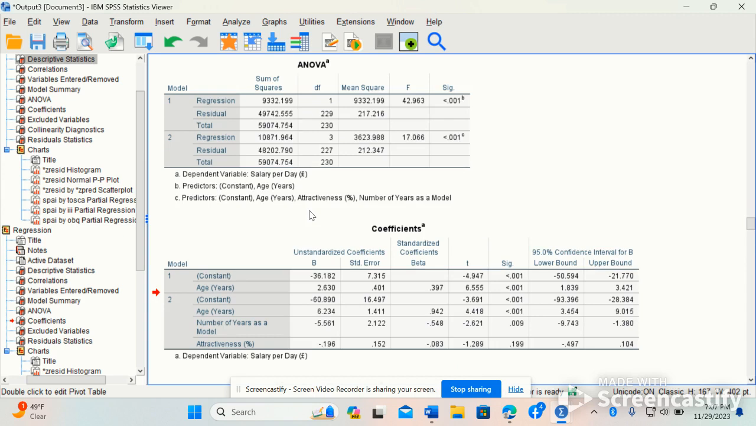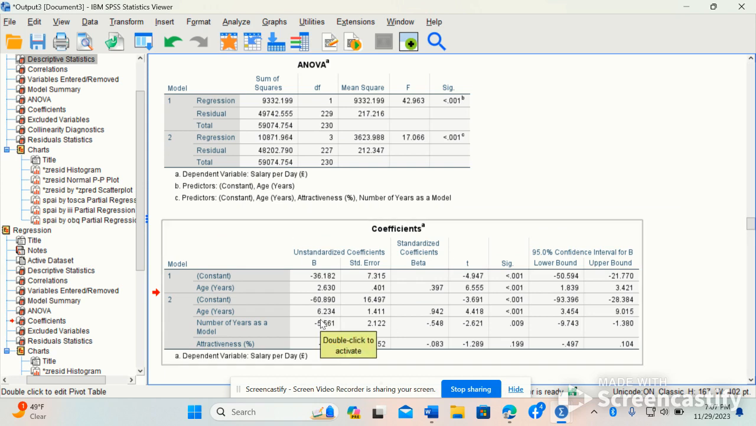The next one is which variable significantly predicts salary? Okay, so significance-wise, age is significant right here with less than 0.001, and the number of years as a model is 0.009. Attractiveness is not significant, so it's not significant in predicting salary. This had a negative correlation, and this has a positive correlation.